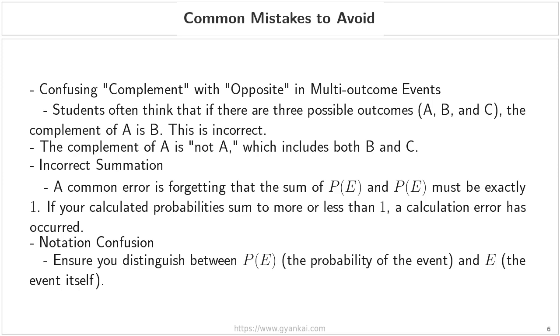Finally, be careful with your notation. It is easy to get sloppy when writing quickly. Make sure you clearly distinguish between E, which represents the event itself, and P of E, which represents the numerical probability of that event occurring. Keeping these distinct will help you avoid confusion when you start applying these formulas to more complex problems.